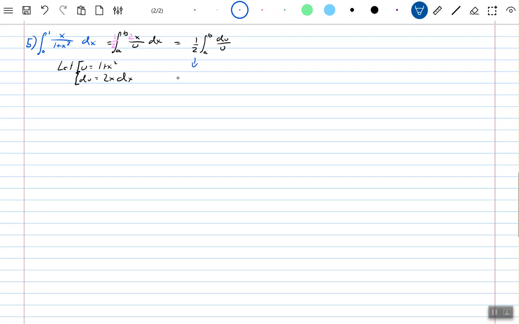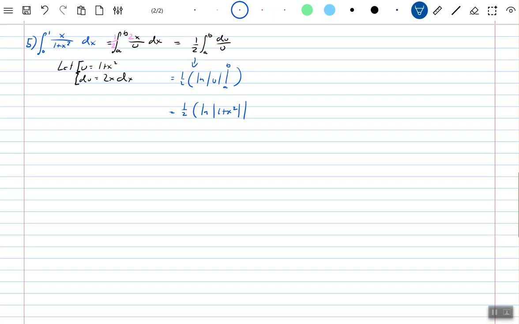So from here, this is equal to 1/2. Now what's the integral of 1 over u? Well, that's the natural log of the absolute value of u from a to b. All right, cool. Now from here, since everything's in terms of u, I want to go back to x. So I'm going to sub back in for u. I know u is equal to 1 plus x squared, so this becomes 1/2 the natural log of 1 plus x squared, evaluated at my limits.